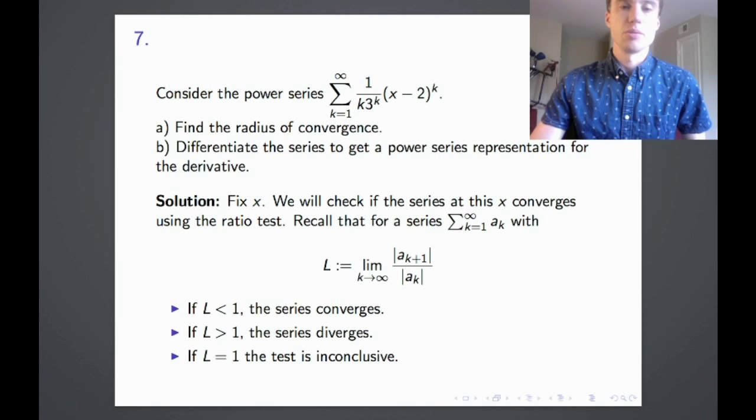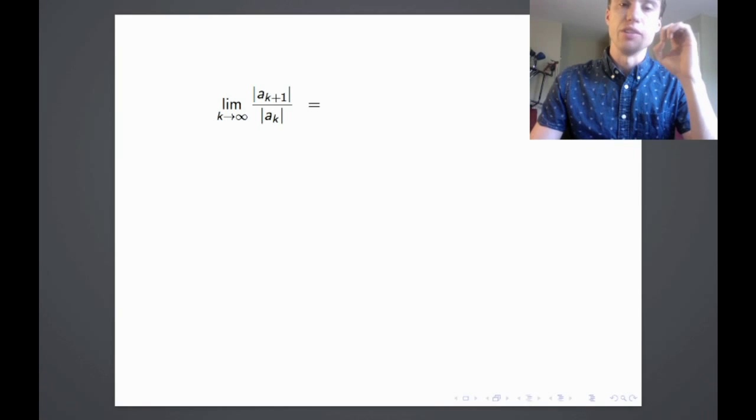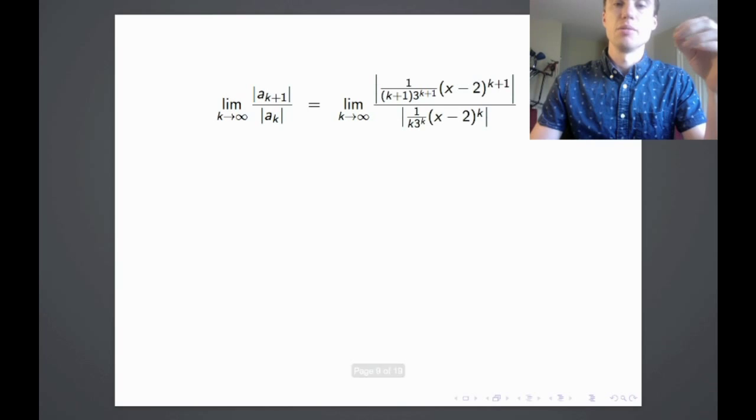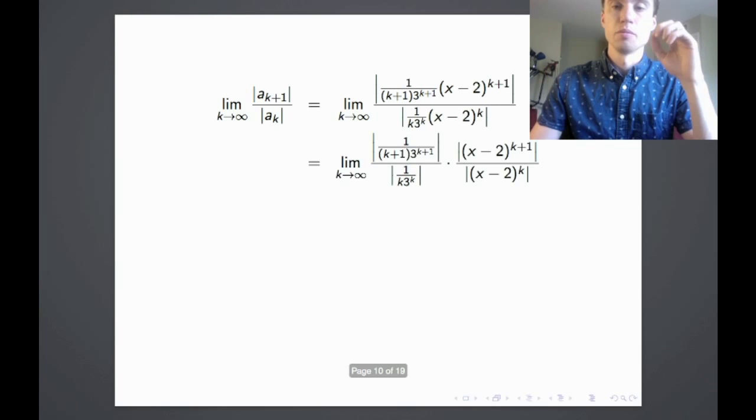In our case, we will perform the ratio test for this particular fixed value of x. The limit of the absolute value of the ratio of our terms is equal to the limit as k goes to infinity of the absolute value of 1 over (k plus 1) 3 to the k plus 1 times (x minus 2) to the k plus 1, divided by the absolute value of 1 over k 3 to the k times (x minus 2) to the k. Now we can pull out of this expression the (x minus 2) to the k plus 1 and the (x minus 2) to the k, taking the absolute value of each.